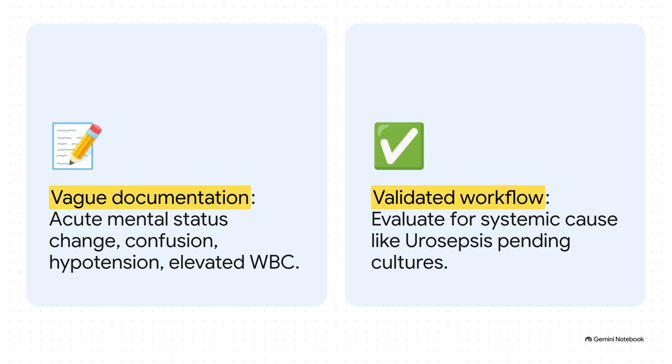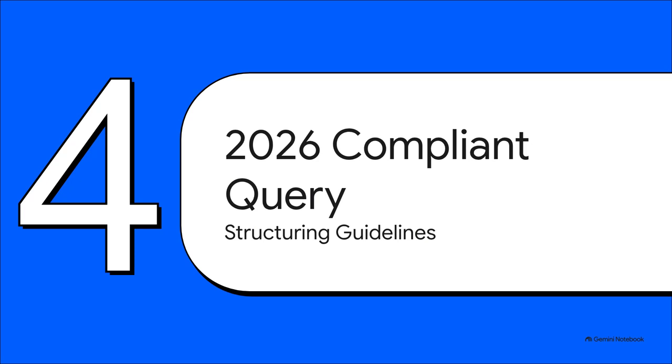Imagine a patient with severe sepsis, worsening asterixis, and disorientation that requires a constant sitter. If that is documented merely as acute mental status change, well, that's incredibly vague. A validated workflow, however, translates that acute confusion, elevated WBC, and hypotension into a tracked, causative workup, something like evaluating for septic encephalopathy secondary to urosepsis while pending cultures. See the difference? Let's get into Section 4, Structuring a 2026 Compliant Query.